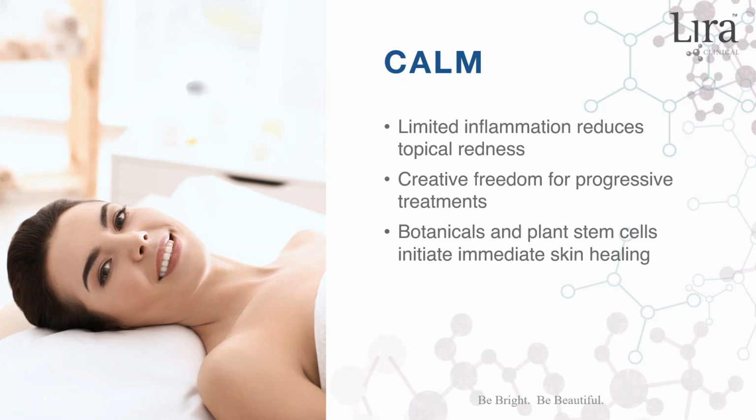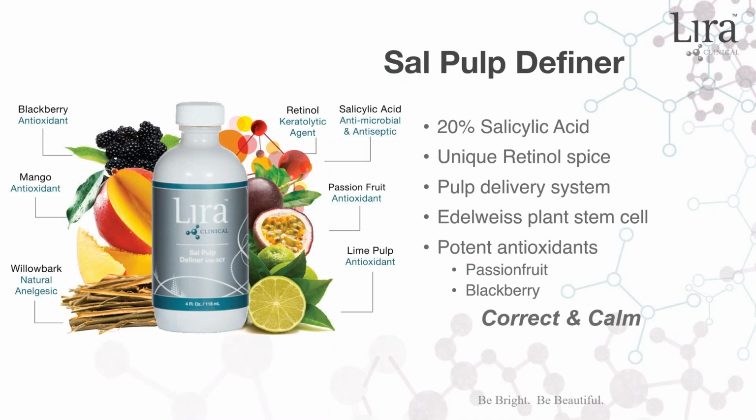So the two primary peeling solutions when we are looking at beta peels or beta-hydroxys and salicylic acids, the first one is going to be our Sal Pulp Definer. And our Sal Pulp Definer is definitely our more popular solution when it does come to salicylic acid. It is a 20% salicylic acid, but has that very unique retinol spice that many of you have probably experienced with our Pumpkin Plus as well.